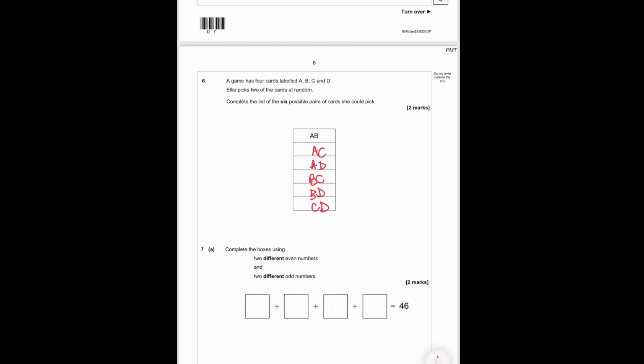Complete the box using 2 different even numbers and 2 different odd numbers. So if I had, for example, 2 add 4 would be 6, add 21, add 19 would be 46. But you could have any different options, as long as they're different, 2 are even, and 2 are odd.